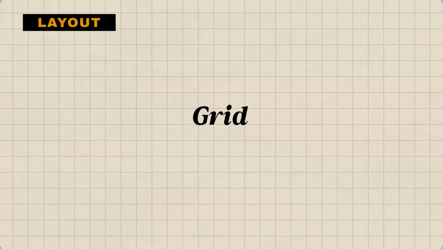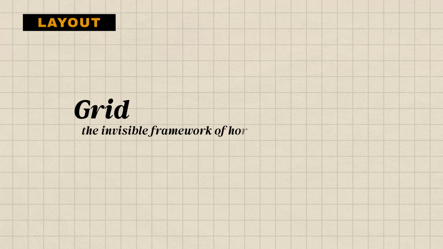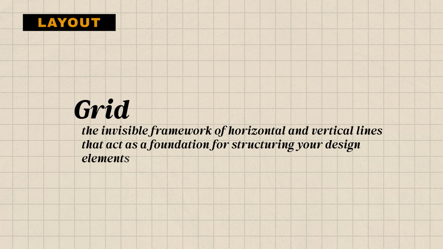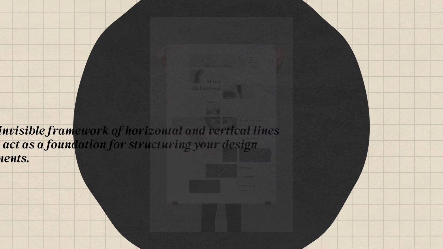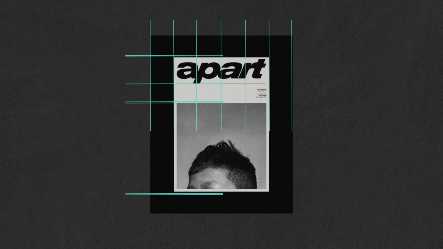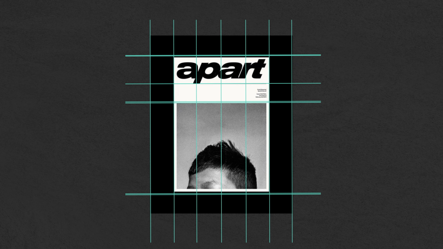In graphic design, a grid is the invisible framework of horizontal and vertical lines that act as a foundation for structuring your design elements. The grid provides a sense of order, consistency, and alignment, ensuring that every element contributes to the overall visual harmony. A grid system makes your design easy to navigate and visually pleasing to look at.